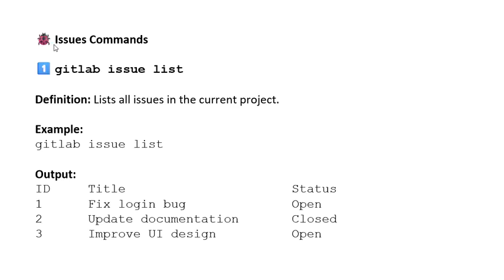The second topic in GitLab is issue commands. First is gitlab issue list. The definition is: list all the issues in the current project. The output has three columns: id, title, and status. The titles are, for example, fix logging bugs and update documents, and the status shows open or closed.